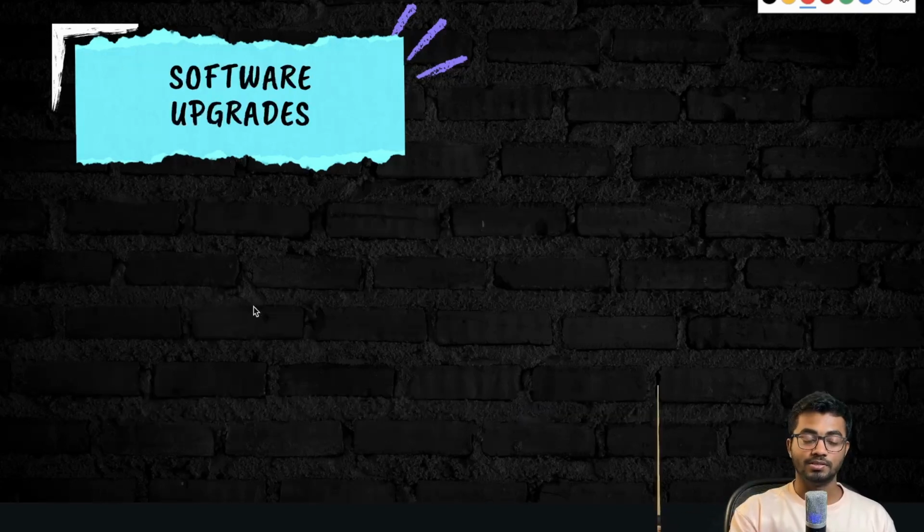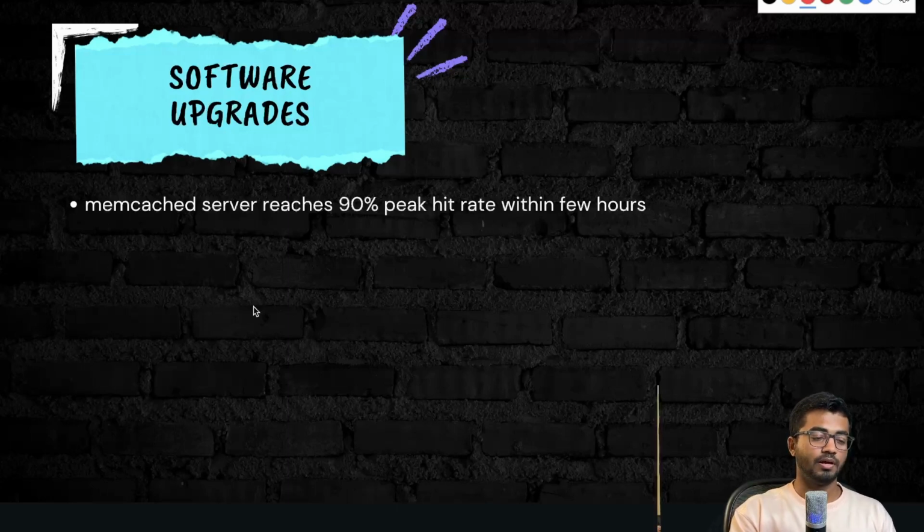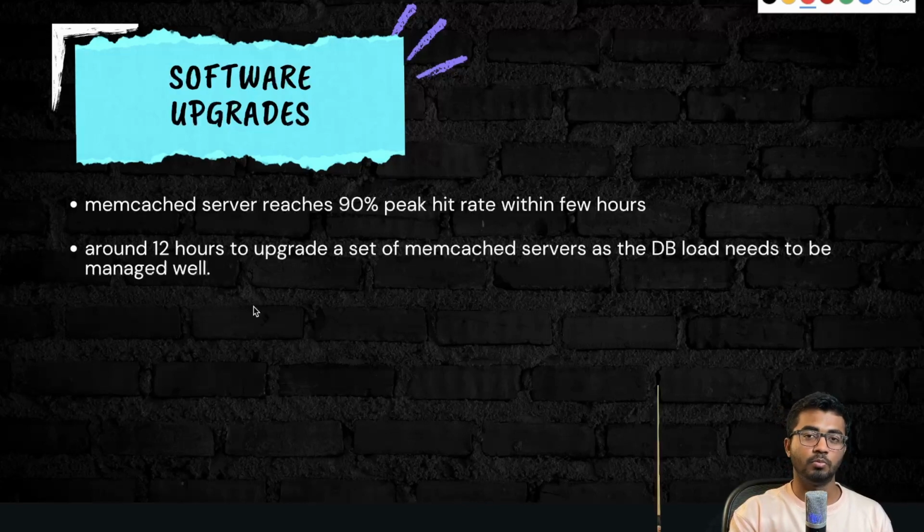Last but not the least, software upgrades. Software upgrades are kind of like a maintenance mode. If we want to upgrade the software of a Memcache server, we should be able to do it pretty effectively. As per some stats, a Memcache server reaches a 90% peak hit rate within a few hours. So if we want to do some kind of upgrade, it takes around 12 hours to upgrade a whole Memcache server, as the DB loads need to be adjusted in this case.